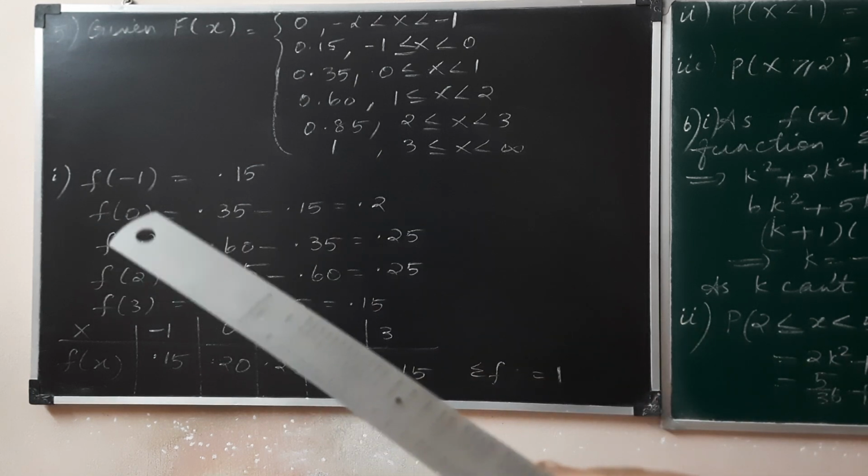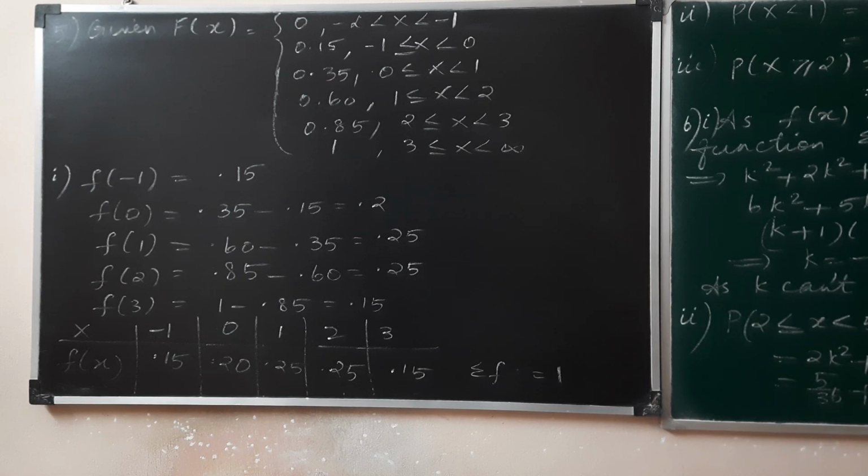So the value for f0 should be 0.35 minus 0.15, the difference. There we add and write, and here we take the difference. Then similarly up to 2 it is 0.6. So that means from 1 to 2, 0.6 means up to 1, f1 will be 0.60 minus 0.35. So like that we keep subtracting and find f2 as the difference between 0.85 and 0.60, and f3 will be 1 minus 0.85. And in the tabular column, minus 1, 0, 1, 2, 3 are the x values and the corresponding probabilities that we have calculated.